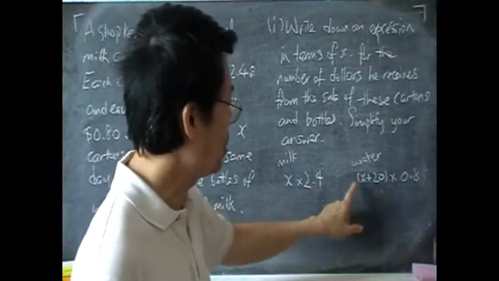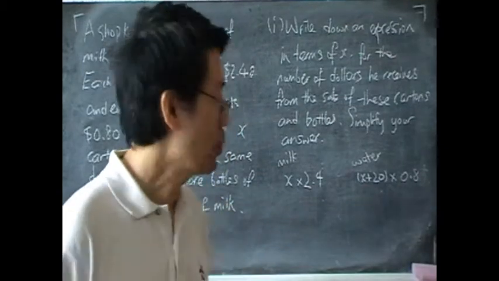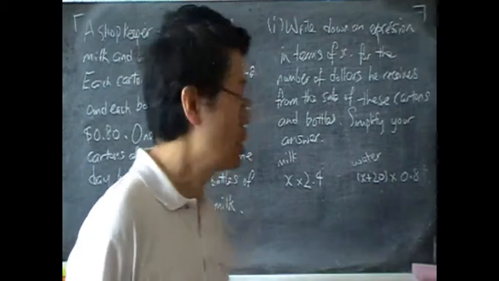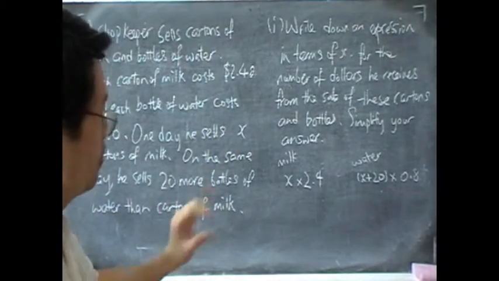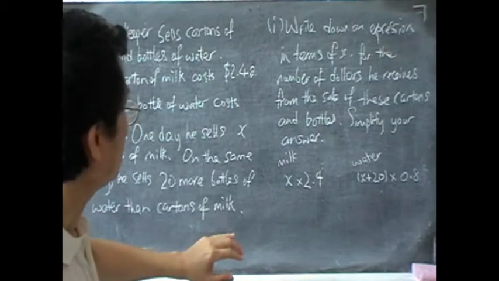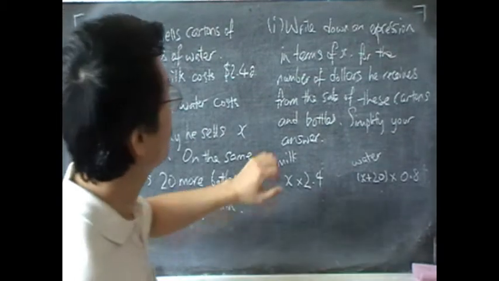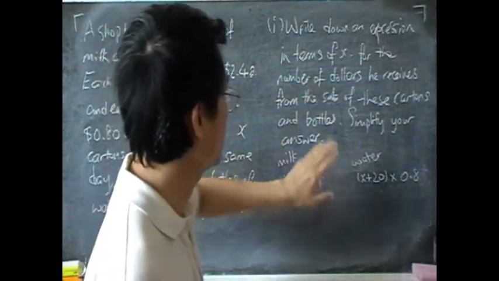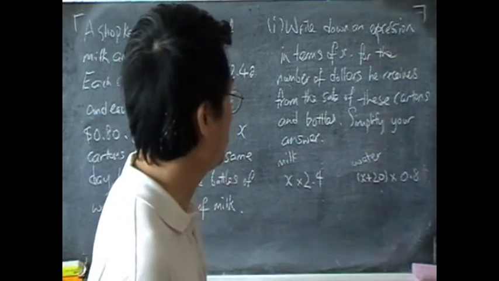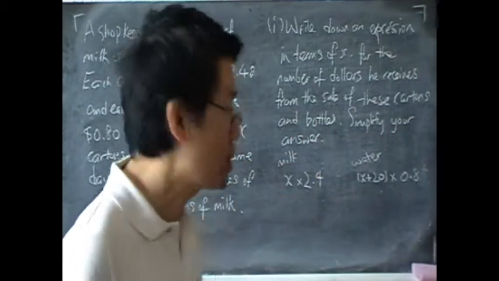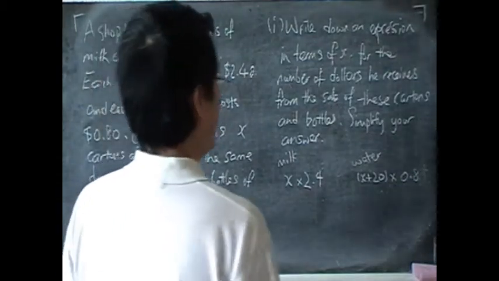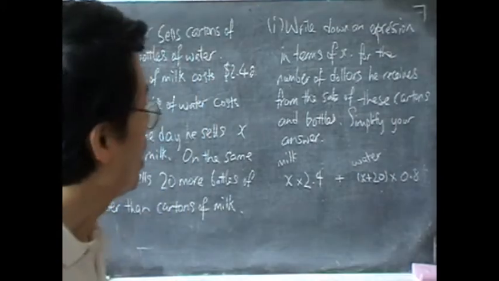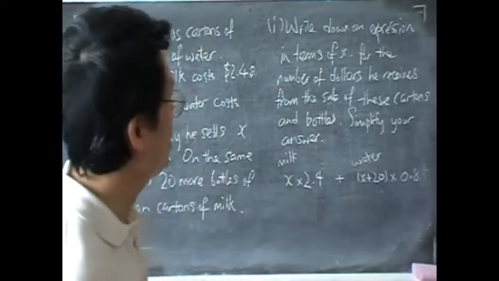Now notice that I put a bracket around the X plus 20 to make sure that I add them before I multiply by the cost. Now let's look at the question again. We need to write down an expression in terms of X for the number of dollars he receives from the sale of these cartons and bottles. That means the sale of everything, and therefore, we should add them. And then we should simplify the answer.